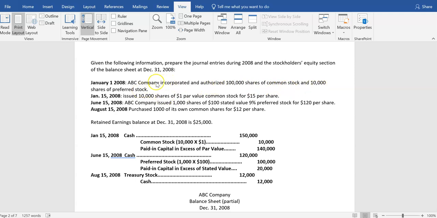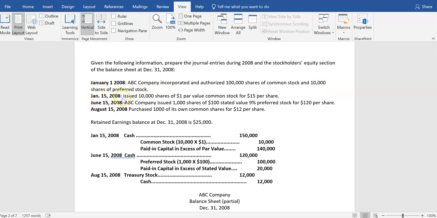This means that over the life of the corporation, total shares of common stock authorized to be issued are 100,000, and 10,000 shares of preferred stock are authorized to be issued over the life of the corporation.